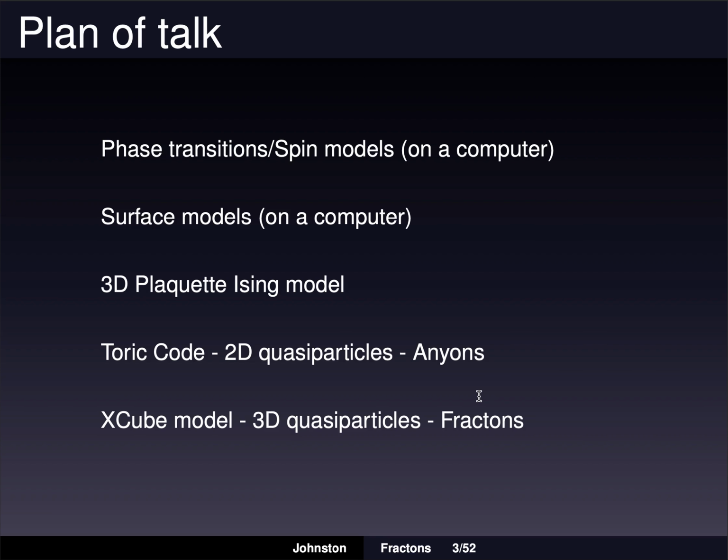We'll finish by having a look at quantum spin models, starting in 2 dimensions with the Toric Code, and discuss the 2D quasi-particles that exist in this, anyons. And then we'll move on to have a look at 3D equivalents, models that have got quantum spin Hamiltonians in 3 dimensions and also display 3D quasi-particles, in this case with restricted mobility. And the name for these quasi-particles with restricted mobilities is fractons. So first up, phase transitions in general.